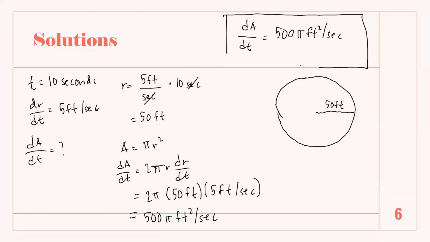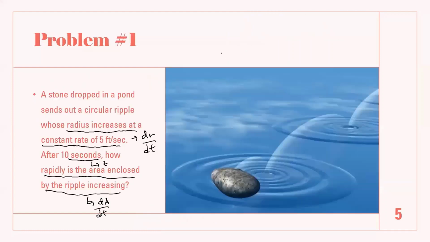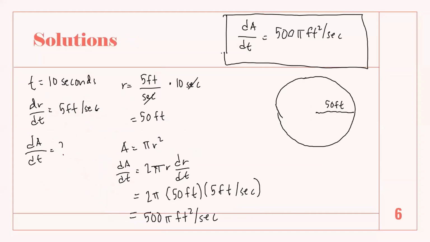So based on the problem, the area enclosed by the ripple is increasing at the rate of 500 pi feet squared per second. Okay, so that is our dA over dt.